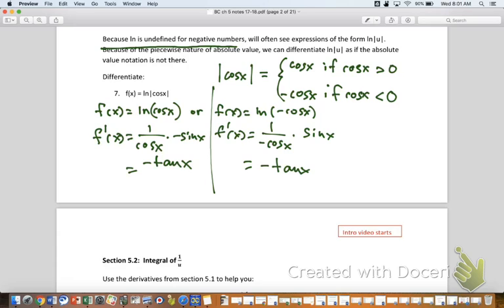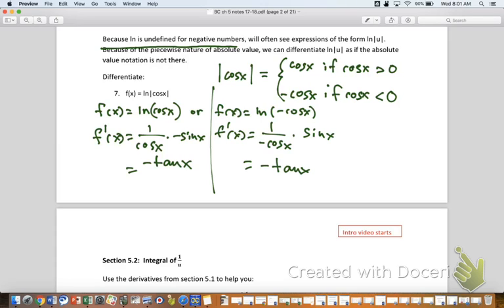So this is definitely unique to natural log as far as this pattern goes. But if you got the natural log of absolute value of something, you can just differentiate it as if the absolute values weren't even there. And this is why. No matter how you do it, it's going to work out similarly. Is that okay? Okay, fair enough. So that's it for derivatives of natural logs.